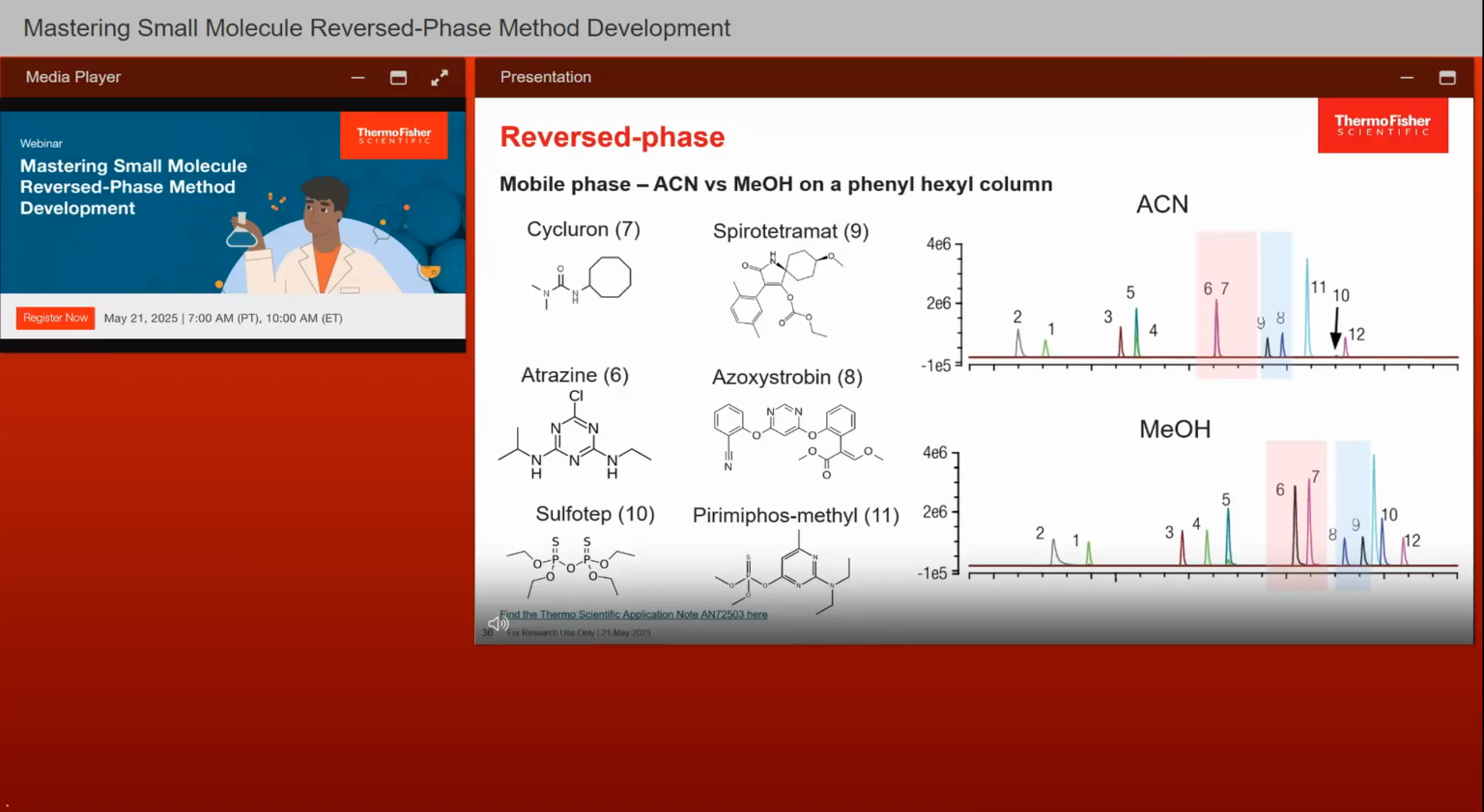As we have already seen, methanol enhances the phenyl ring interaction with the analyte and gives us different selectivity. So when we're doing method development, it's important to explore different organic solvents, as it does alter the selectivity of the stationary phase and helps us to fine-tune our methods.